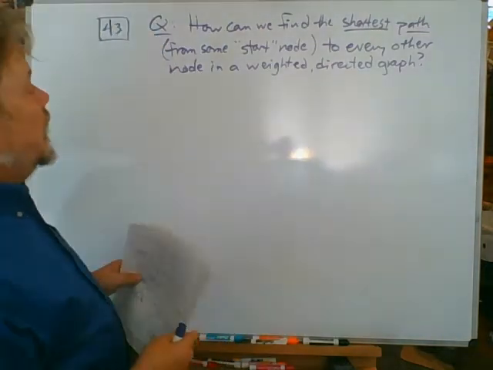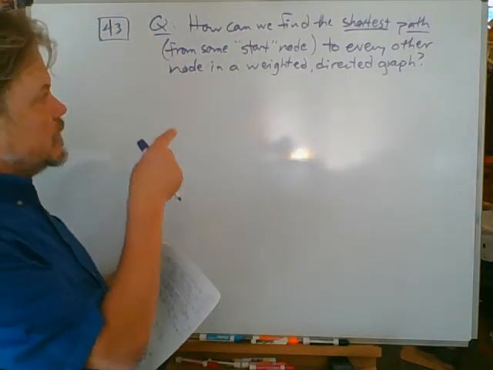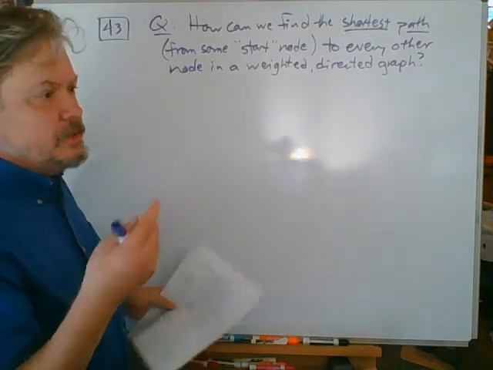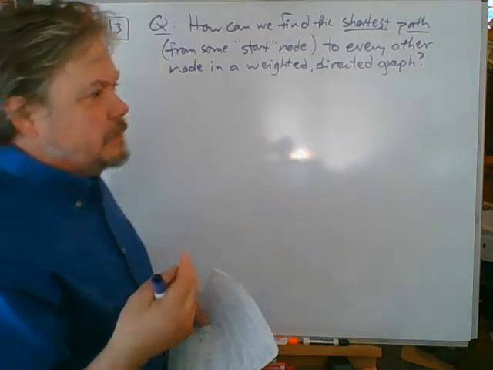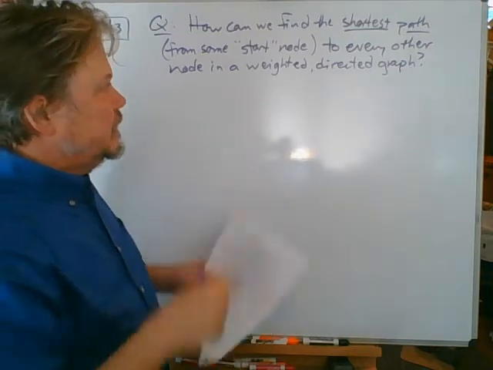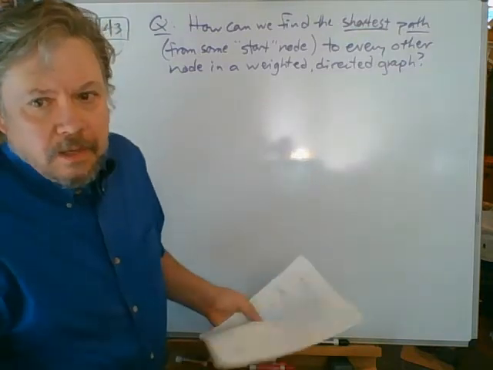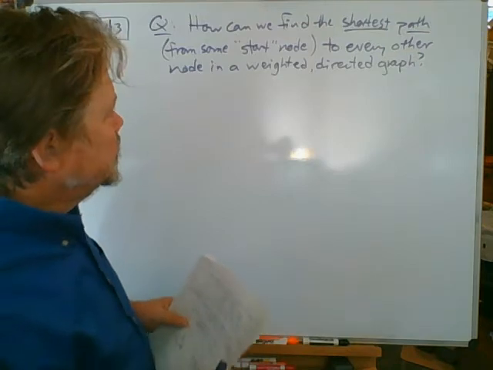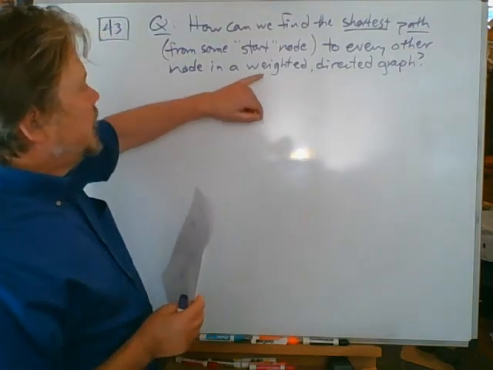Okay, how do we find the shortest path from some start node? It turns out that it's just as efficient in terms of the order of magnitude to go ahead and find the distance to every other node in the weighted directed graph as it is to find it to one particular node. So we'll go for broke right off the bat.